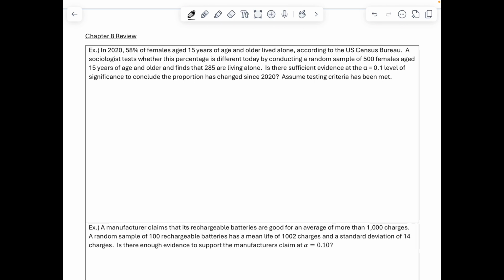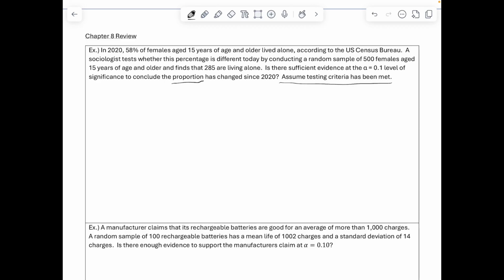A sociologist tests whether the percentage is different today by conducting a random sample of 500 females aged 15 years of age and older, and finds that 285 are living alone. Is there sufficient evidence at the alpha equals 0.1 level of significance to conclude that the proportion has changed since 2020? Assume all testing criteria has been met. So we don't need to check anything here.